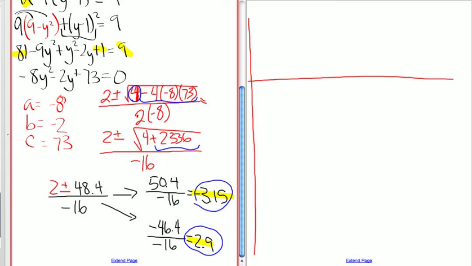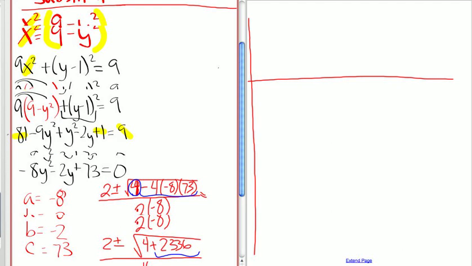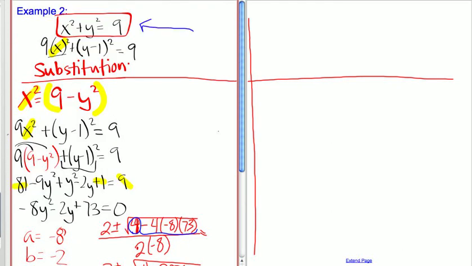Now I'm not done. All I found is 2 y values, so apparently there are 2 spots where it crosses. But these are the y values, so 2.9 is the y value, and negative 3.15 is the y value. I have to find the x value as well. Now I'm going to go back to one of my equations and plug it in. If you notice, this first equation is very simple, so I'm going to use that equation just because it's easier.